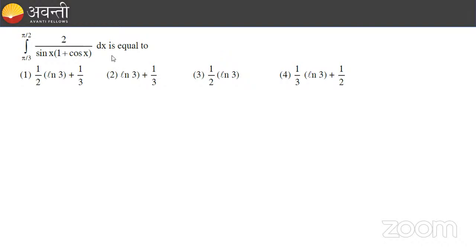Hello guys, let's solve this question. In this question, we have been asked to find the integration of 2 upon sin x plus sin x into 1 plus cos x dx. For this particular type, we can see that this is going from pi by 3 to pi by 2.